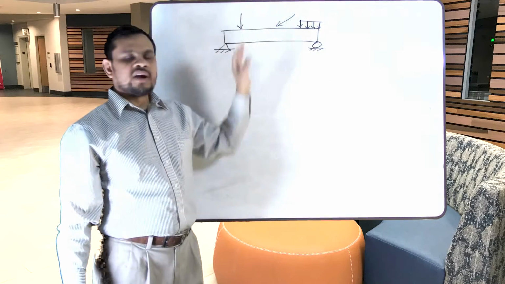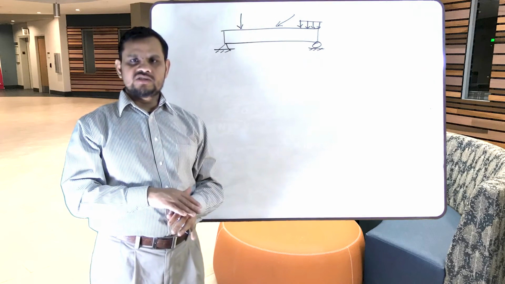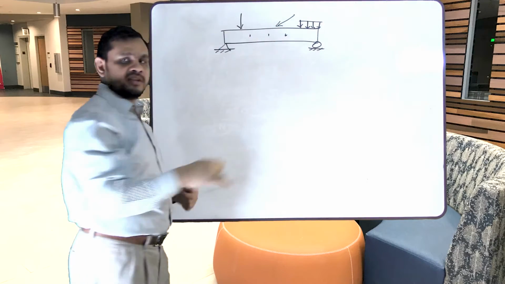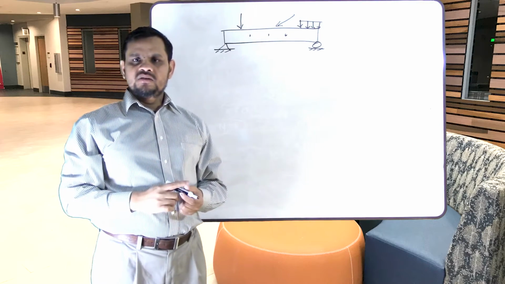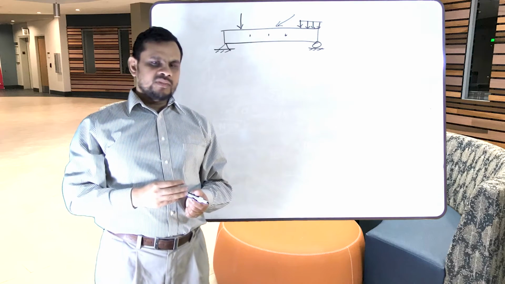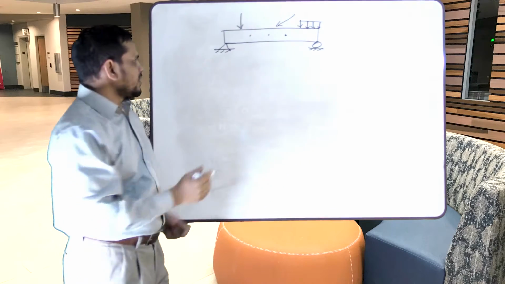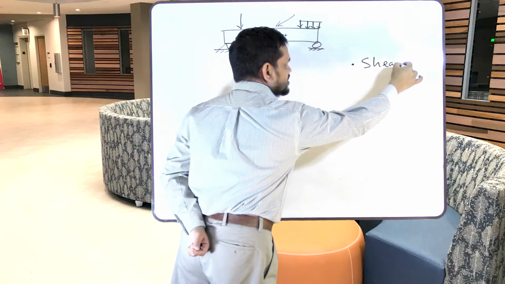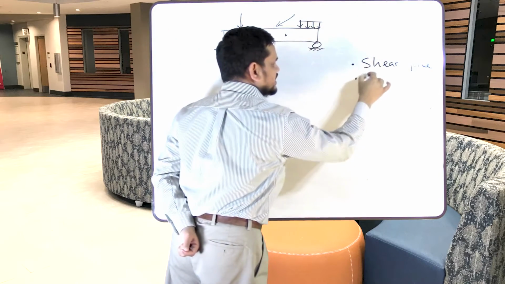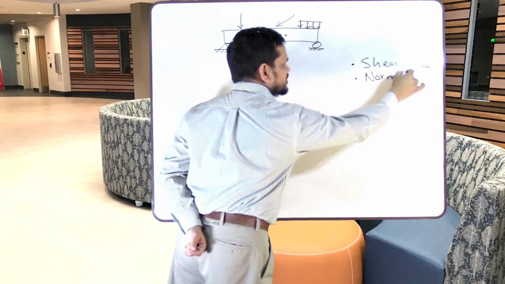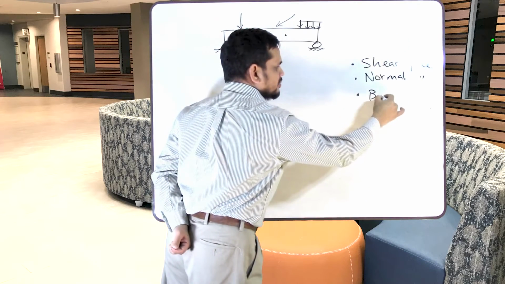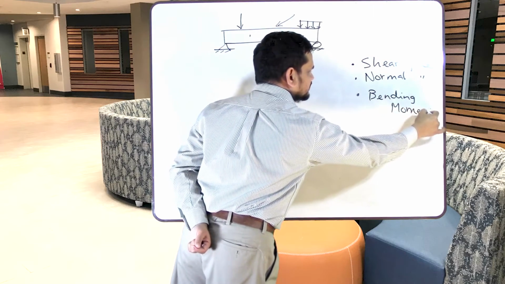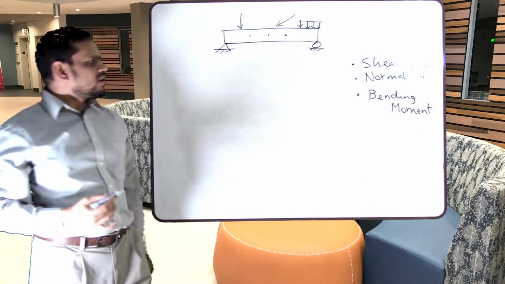But inside this material, some different types of reactions also develop. Inside the material also, broadly three types of internal reaction develop. So first, one is shear force, and second is normal force, and third is bending moment. Now I will explain what these are.